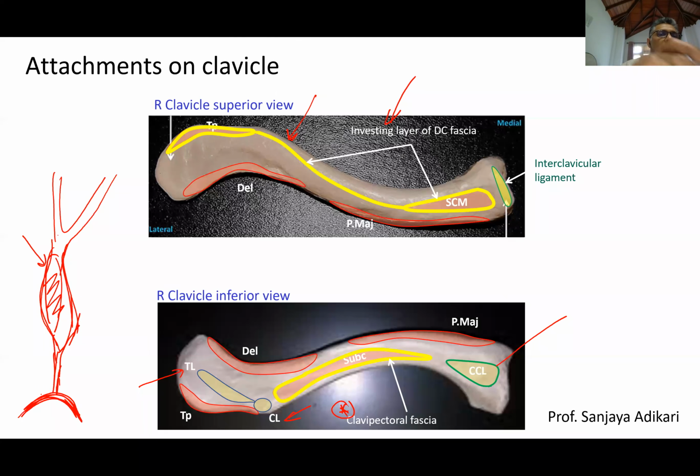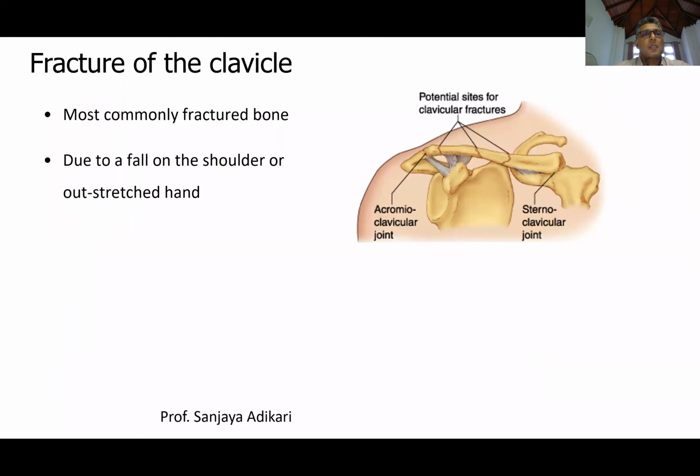And the part of the clavipectoral fascia that encloses the subclavius fuses with the periosteum. If this is your clavicle, it fuses with the periosteum of the clavicle. The muscle is attached to the bone. The clavipectoral fascia fuses with the periosteum.